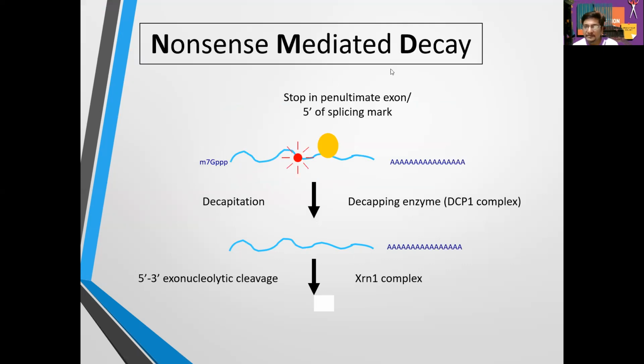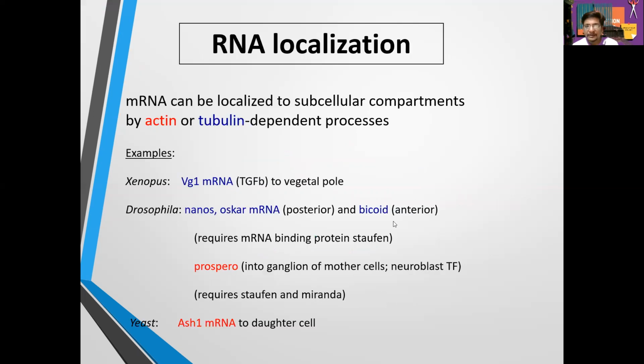Now the nonsense-mediated decay: if there is a stop codon in the penultimate exon or at the 5' splicing mark, you can see over here, DCP1 will come and activate the decapping enzyme, followed by the XRN complexes. So what you see over here is that this is going to work as a 5' to 3' exonuclease.